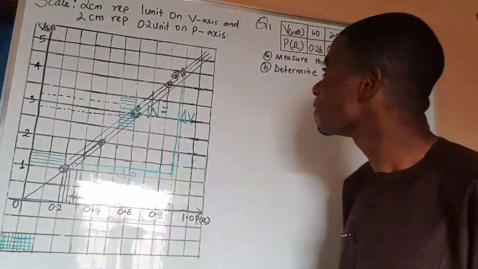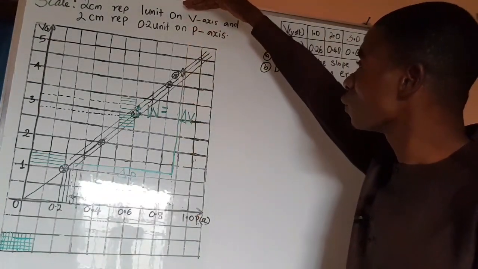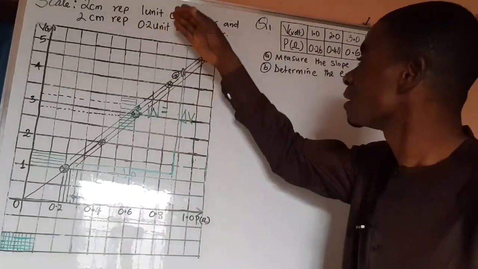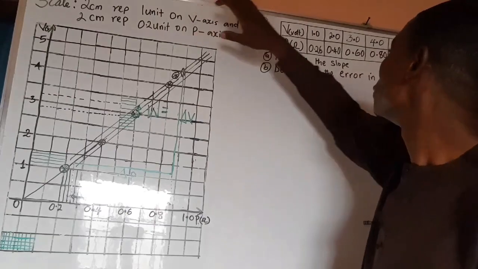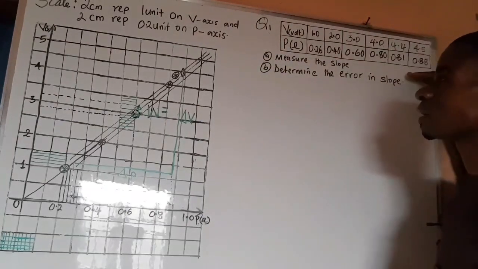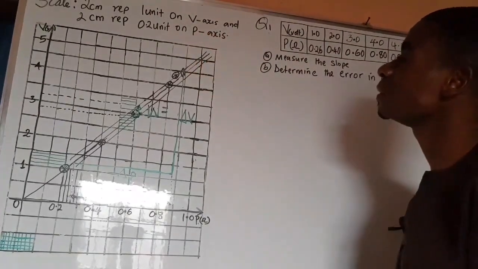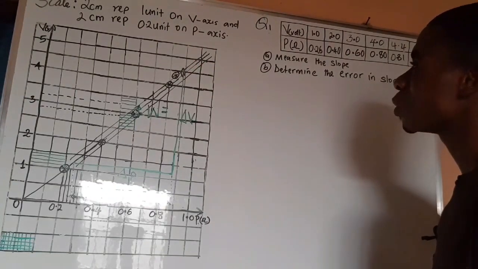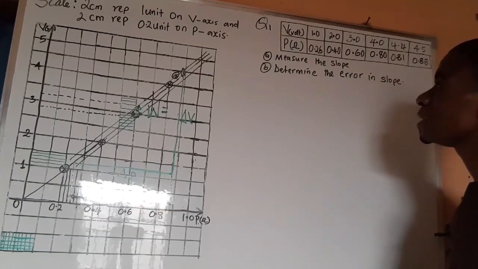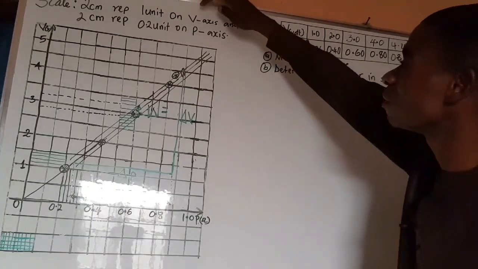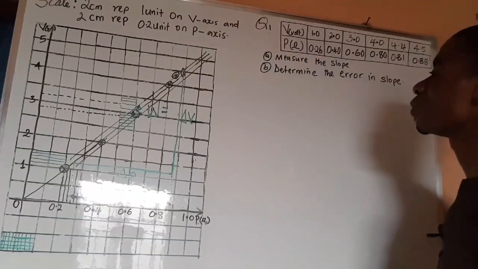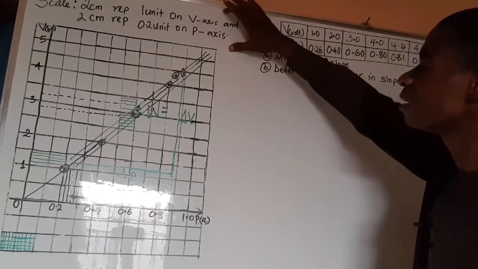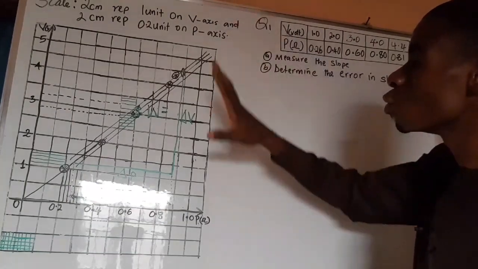So this is the graph. If you look at the topmost part of the graph, you can see my scale is written there. I chose this particular scale using the table of values. As you can see here, I said 2 centimeters represent 1 unit on the vertical axis and 2 centimeters represent 0.2 unit on the P axis. The vertical axis is V, while the horizontal axis is what? The P. So after realizing this scale, then you go back to your graph.